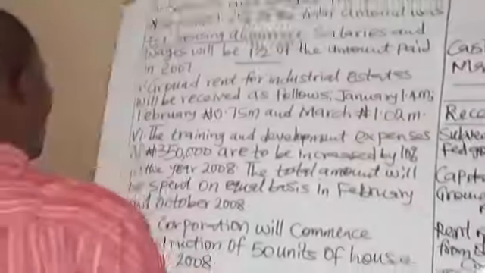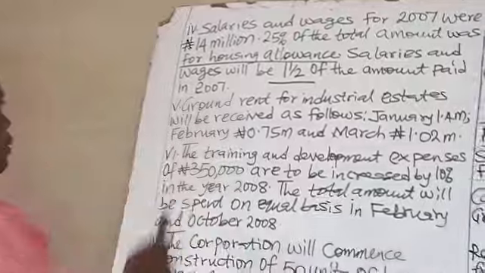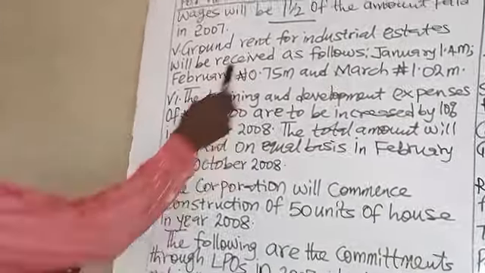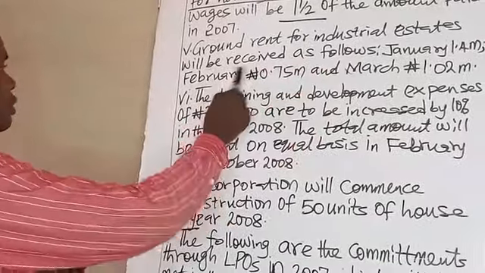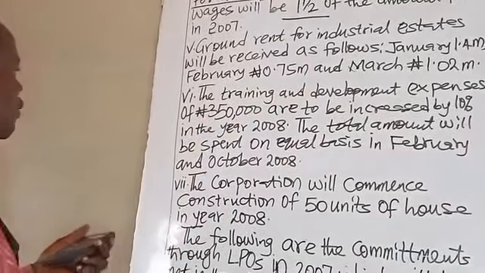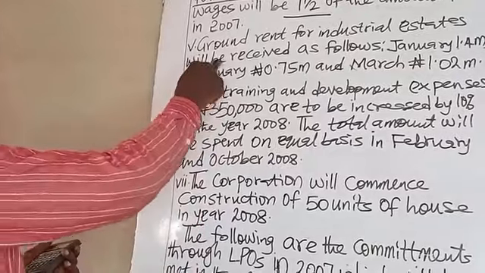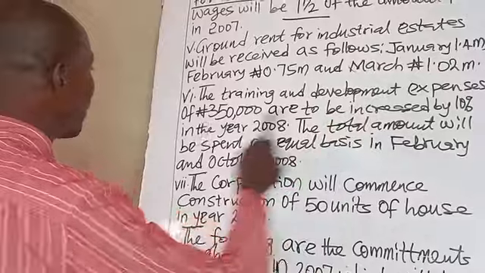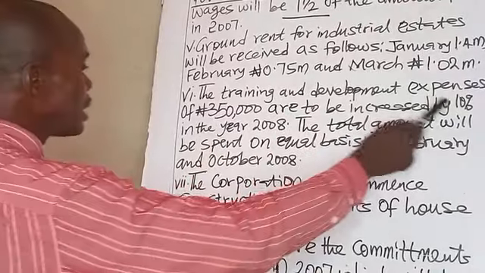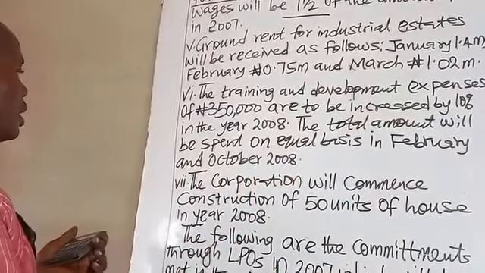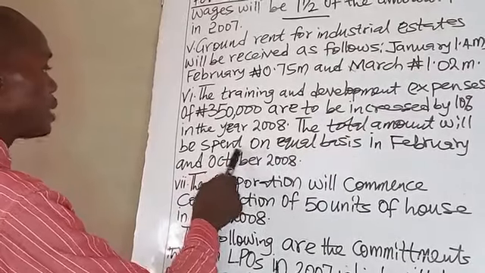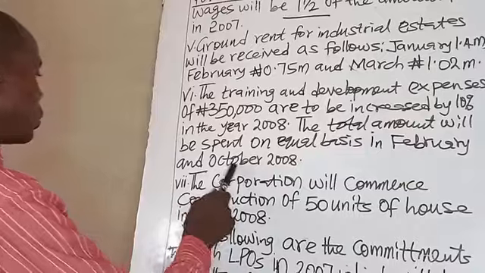Now, note 5. Grant rent received. So, grant rent for industrial estate will be received. This is an item of receipt, so that has been considered. Note 6. The training and development expenses of 350,000 are to be increased by 10% in the year 2008. The total amount will be spent on an equal basis in February and October.